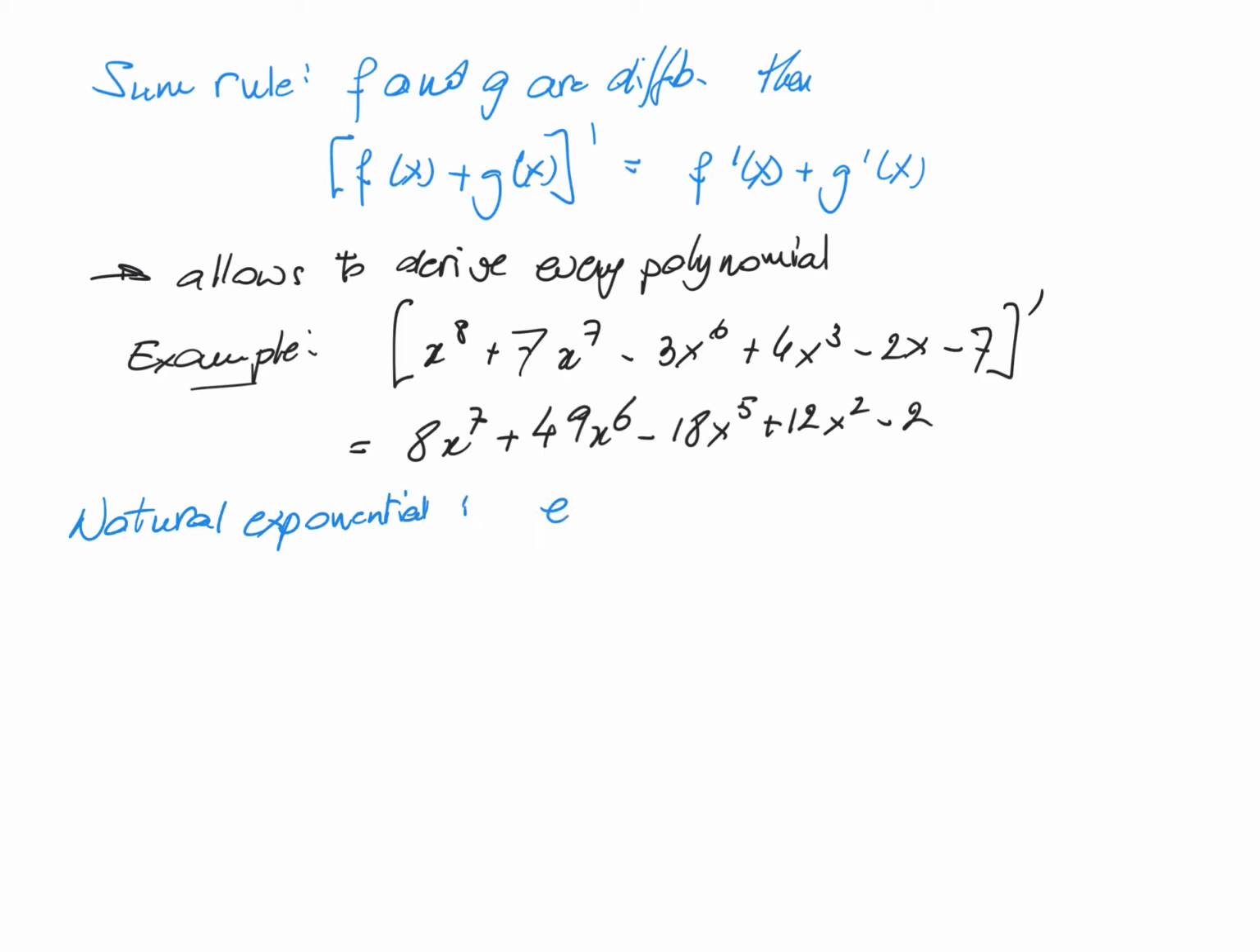So if we derive e to the power x, it is just e to the power x again. Also for this one we will not see the proof. Let's then look at the product and the quotient of two functions. So let's start with the product. So the product rule.